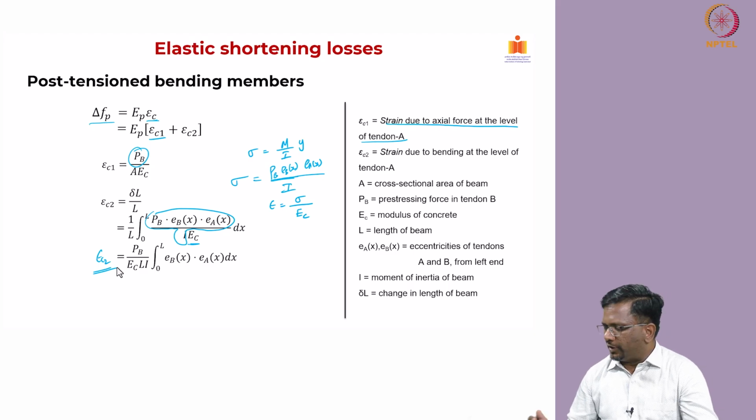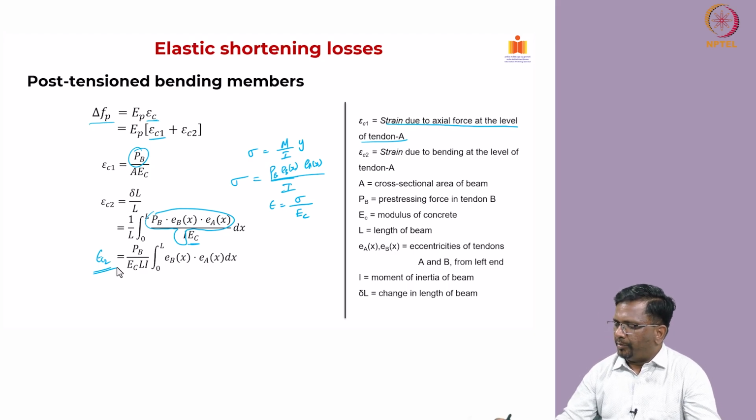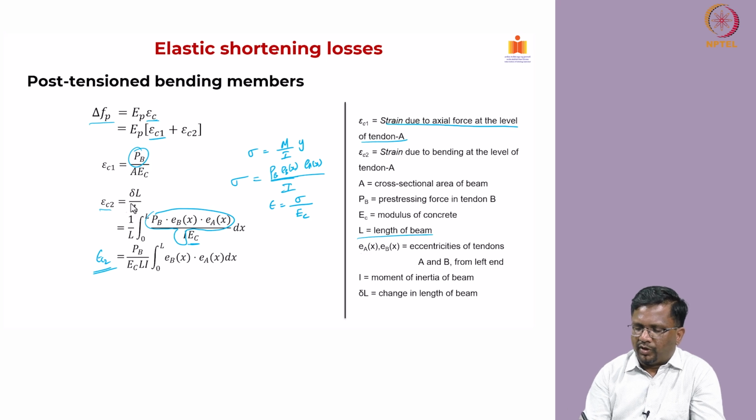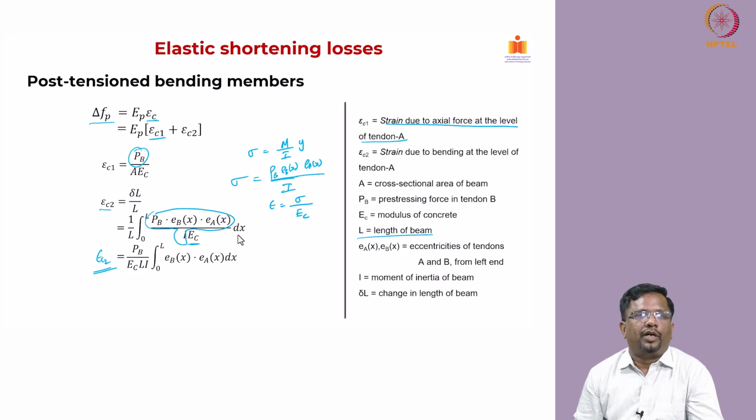So, these are the things that we have already explained. PB is the pre-stressing force in tendon B, L is the length of the beam, and EA and EBX are the eccentricities of the tendons A and B from the left end. I is the moment of inertia of the beam, and delta L is the change in the length of the beam. The definition of strain is the overall change in length divided by the original length L, and the change in length is nothing but strain times a small distance dx, that we integrate to get your strain, right. So, this is the way that we get your epsilon C2.